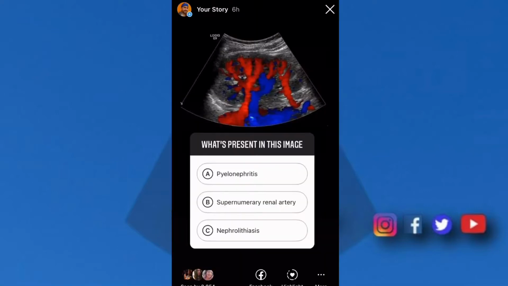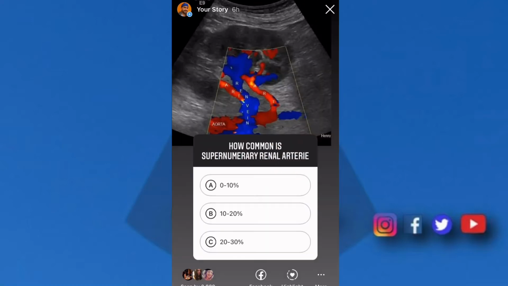All right, so let's go over this quiz real quick. What's present in this image? So A is pyelonephritis. Now that kidney looks absolutely normal. I don't see any hypoechoic areas or any areas of edema to suggest pyelonephritis. Now this is not a grayscale image, so I don't see any echogenicity to suggest nephrolithiasis, but there may be twinkling artifact with color Doppler on. So the answer is supernumerary, in this case duplicate renal arteries.